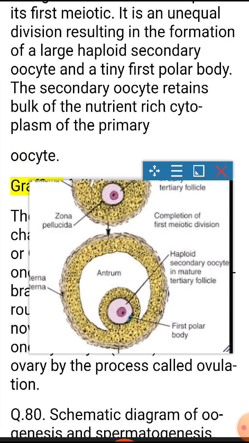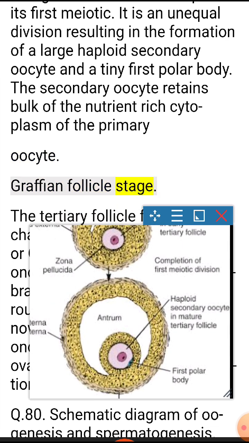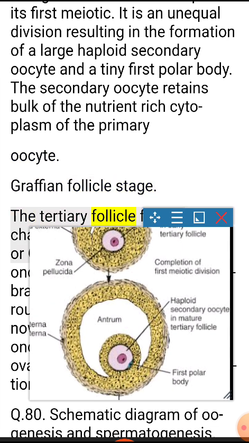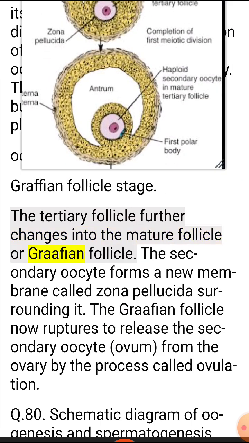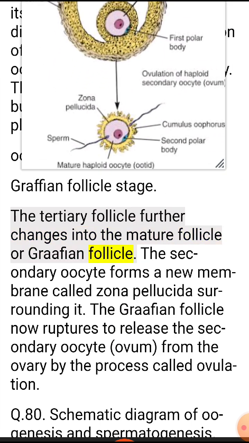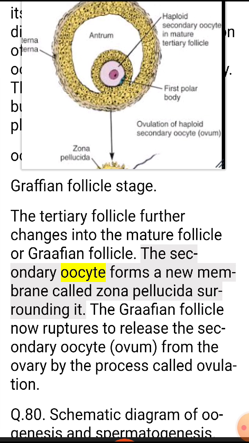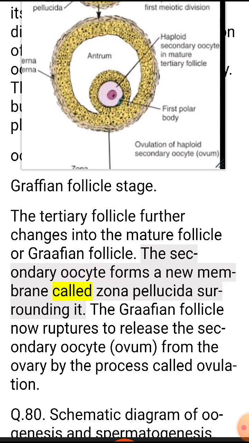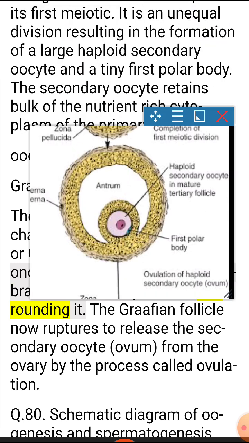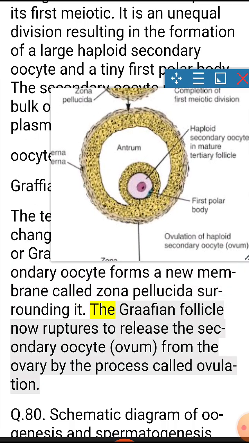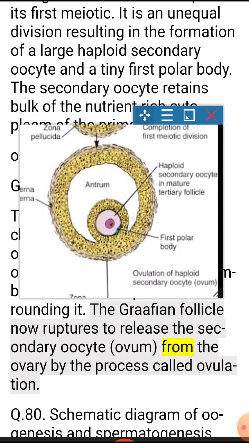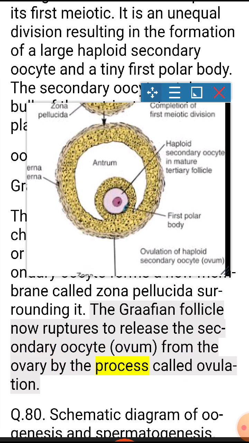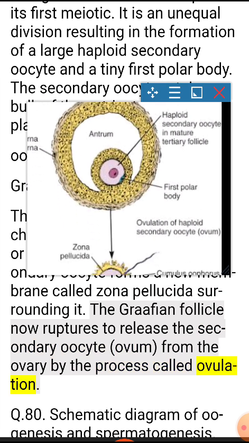Graafian follicle stage. The tertiary follicle further changes into the mature follicle or Graafian follicle. The secondary oocyte forms a new membrane called zona pellucida surrounding it. The Graafian follicle now ruptures to release the secondary oocyte, ovum, from the ovary by the process called ovulation.